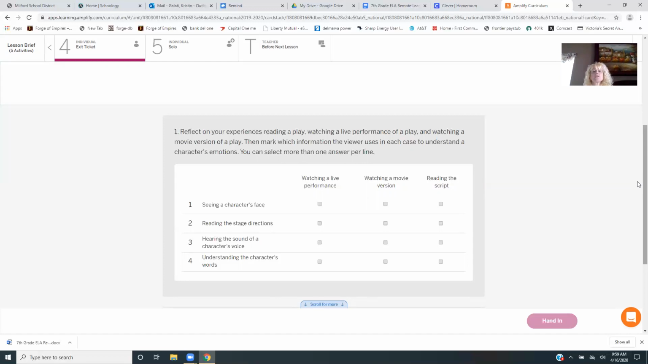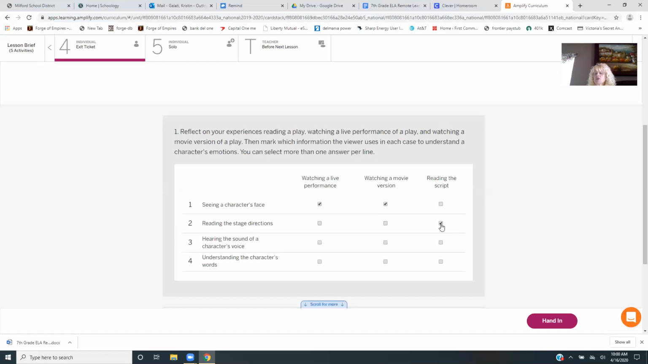Okay, so seeing the character's face would definitely be a live performance and a movie version. So just think about that for a second. You're not going to see a character's face in front of you when you're reading a script. Okay. Reading the stage directions. Would you see that in a live performance and on a movie? No, but you would see it in a script. Okay. Does that make sense?